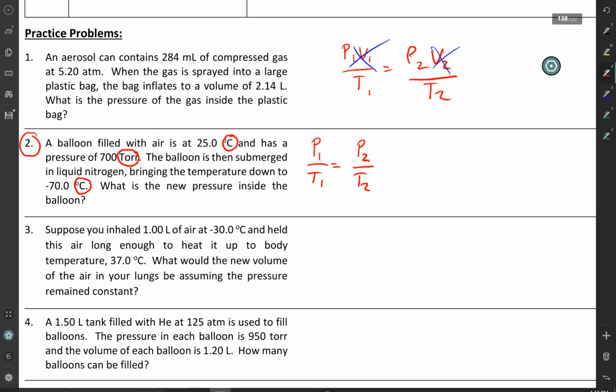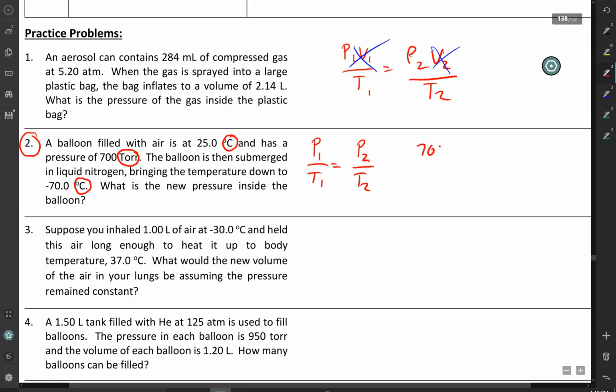Okay, up next we need to plug in our information. So we know we initially start with a pressure of 700 torr. I'm trying to find what the pressure is at the end, so I'll leave that as a variable, and I can plug in my temperature terms.